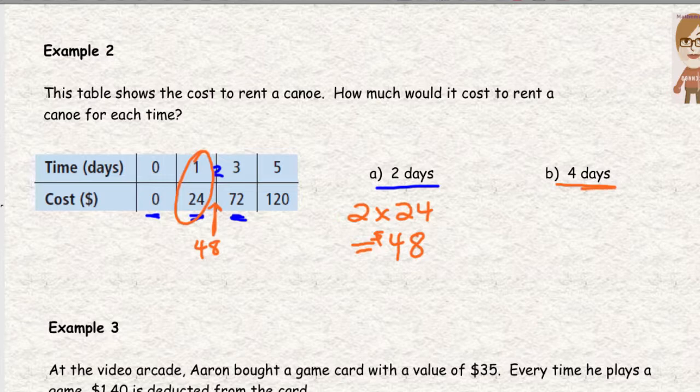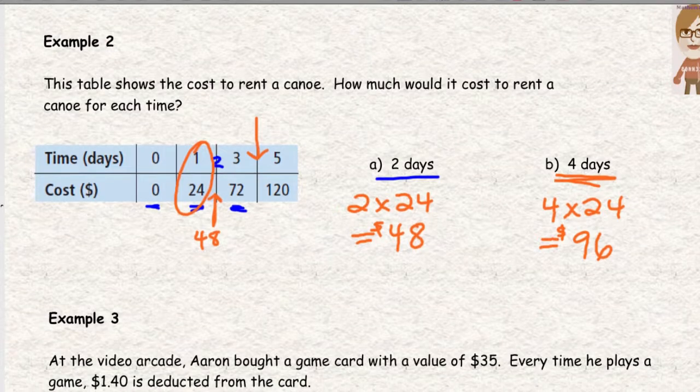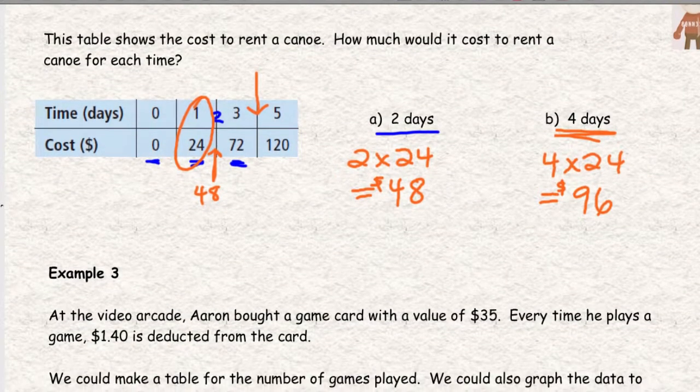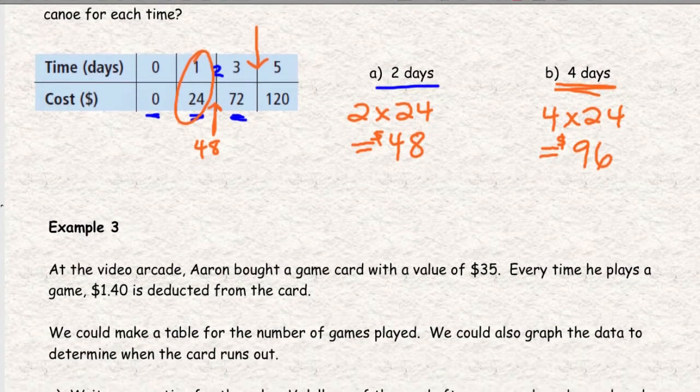And then they're asking for 4 days. So that is the number that's missing in here. Well, I know that each day is $24, so 4 days times $24 is $96. So figuring out how much it is for 1 day really helps, no matter how many days, you'll be able to figure it out. If I asked for 100 days, I would multiply 100 times 24.